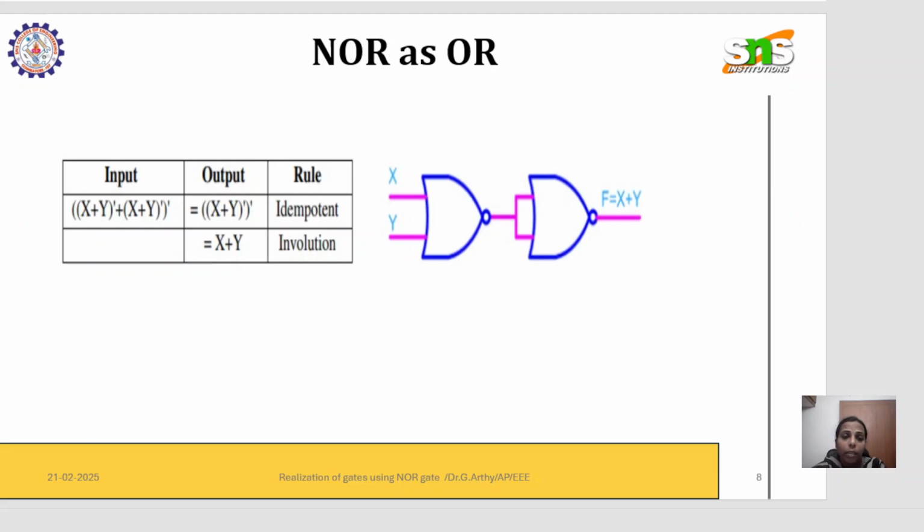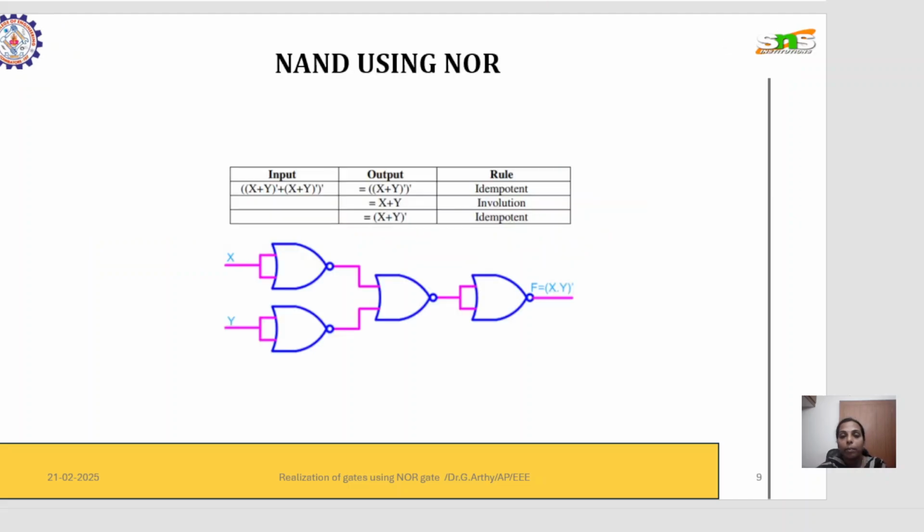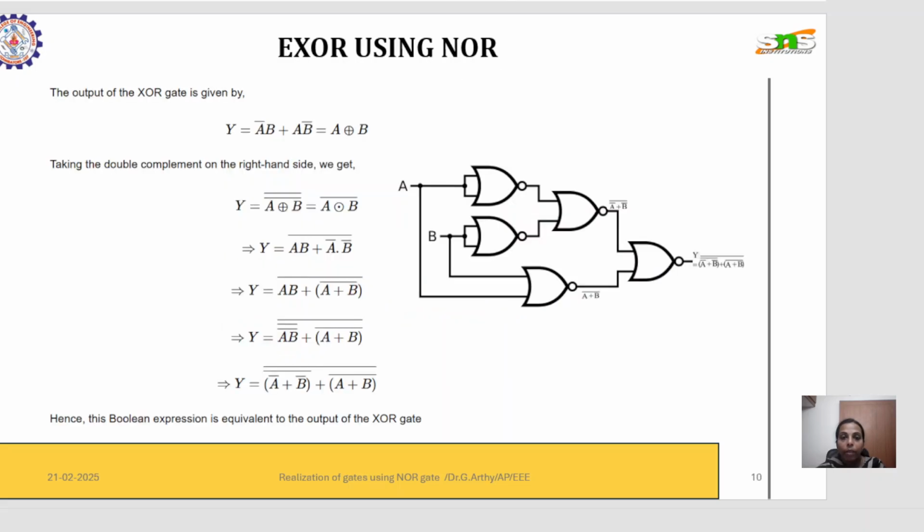Again, OR gate, the same way we can realize OR gates also with the help of two NOR gates connected serially. This is NAND gate using NOR gate. Again, you see here the same idempotent, involution laws are being used.